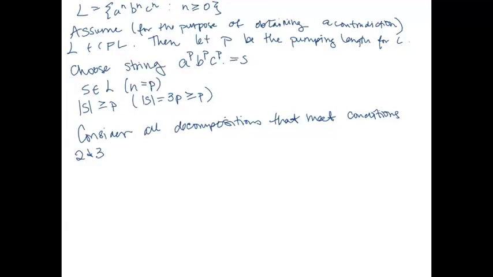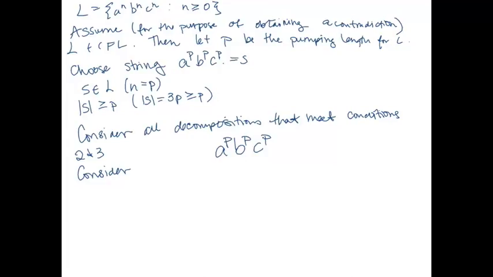Okay, so let's consider our string. We've got A to the P, B to the P, C to the P. We're going to do it a little bit the long way. The book does it a short way, but if this is still confusing and you're watching the video, you might need to see it drawn out in more detail. So we're going to do it in a lot of detail.